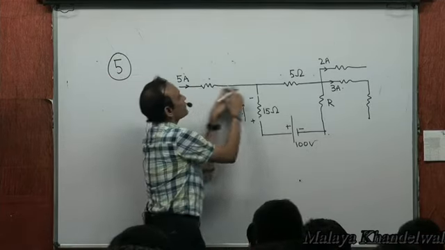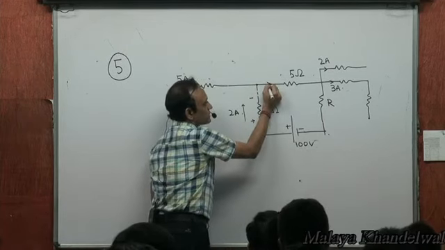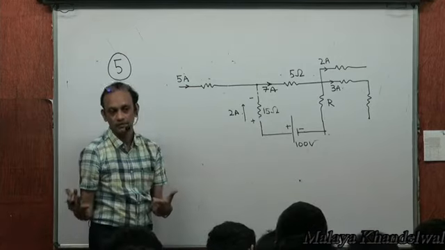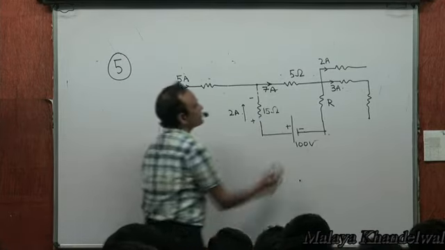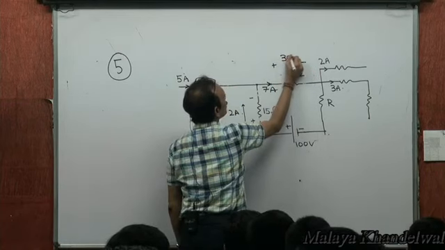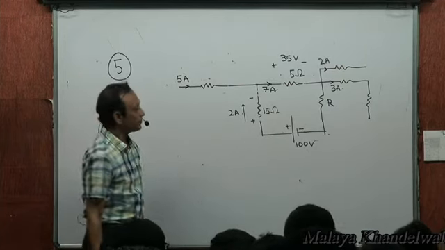See, there is 5 amps coming to this junction, there is 2 amps coming to this junction. Algebraic sum, that means there must be 7 amps leaving this junction. Whatever comes in must be leaving, right? Which means now across this 5 ohms, there is a 35 volt drop. There is a 35 volt drop across this, right?